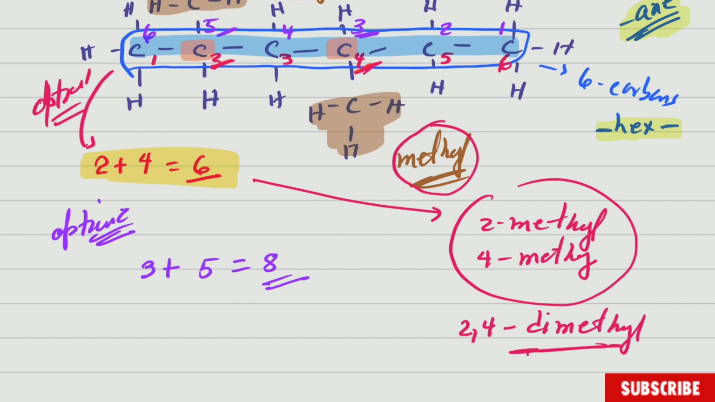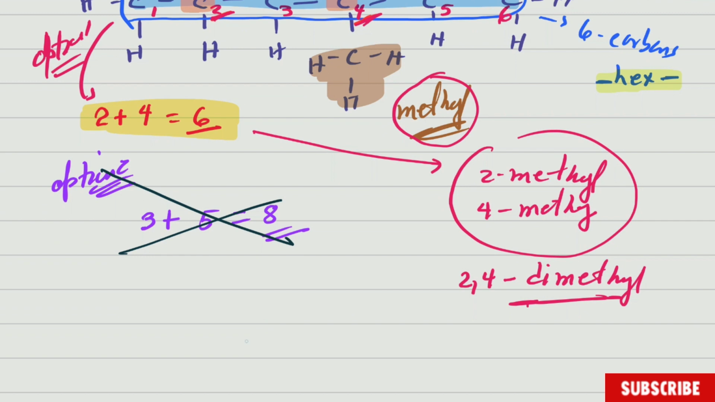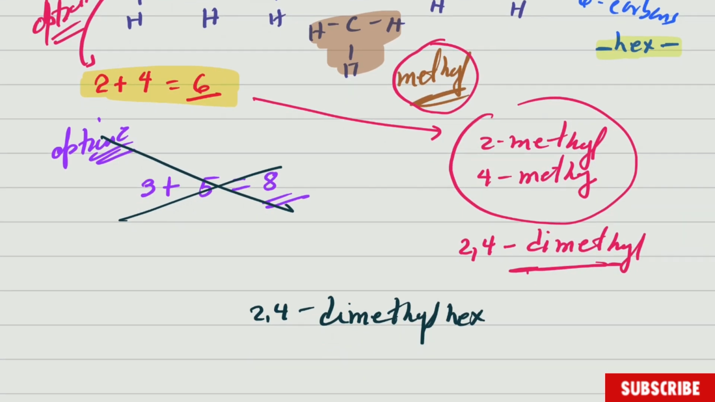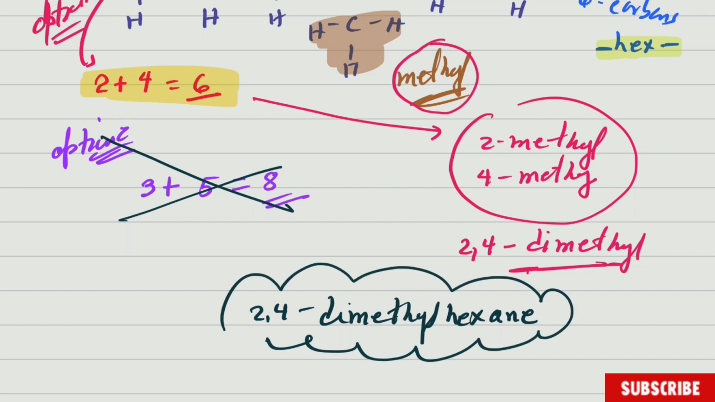Guys, we are done. Now we have to combine the names. So the name of the compound is going to be, let's cancel this one. This one is not the proper option. The name of the compound will be 2, 4 dimethyl hexane, with the 'ane' there at the end. That is the answer for this specific question.